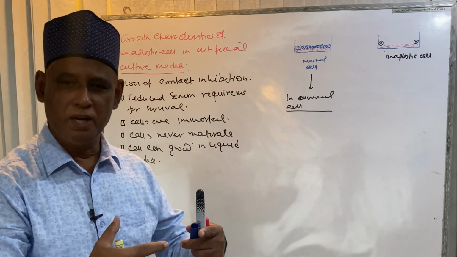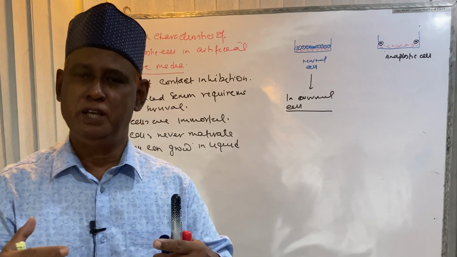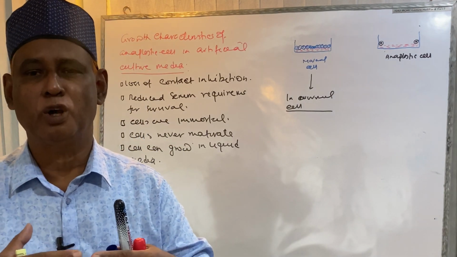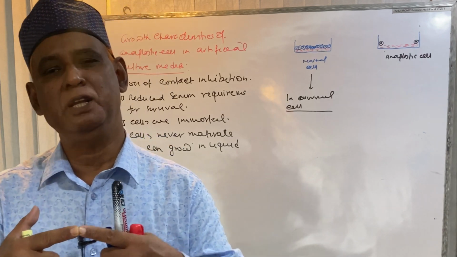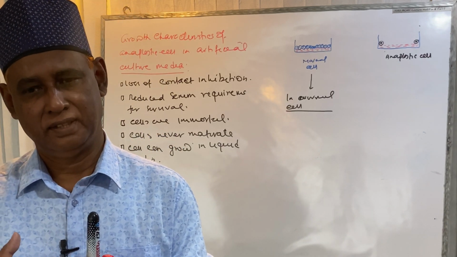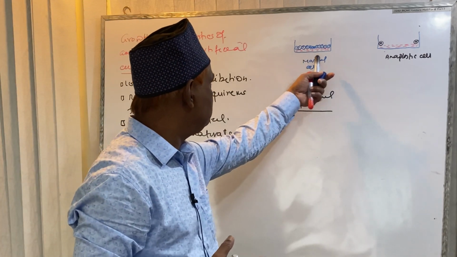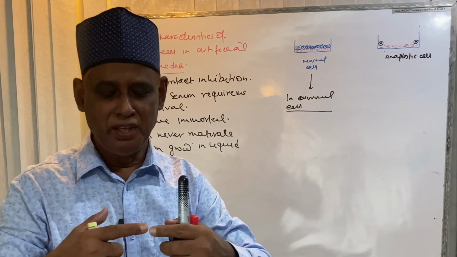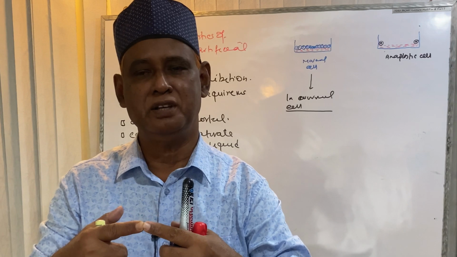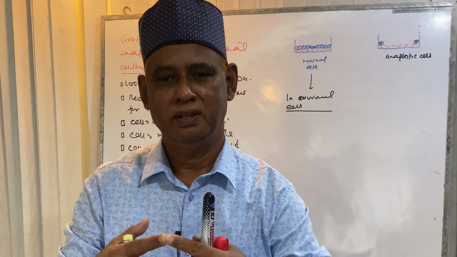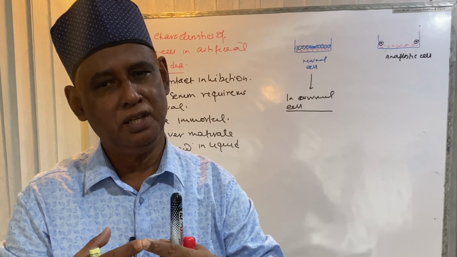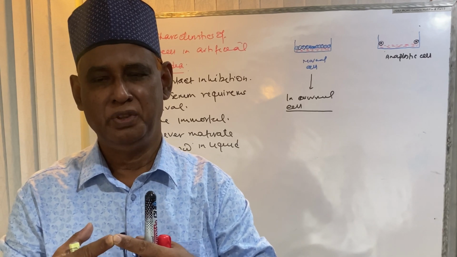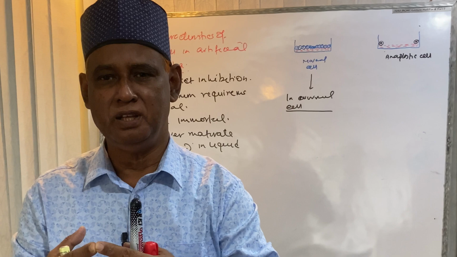Cells will multiply, and during multiplication, when the normal cells come in contact, their further multiplication is inhibited. This is known as contact inhibition.